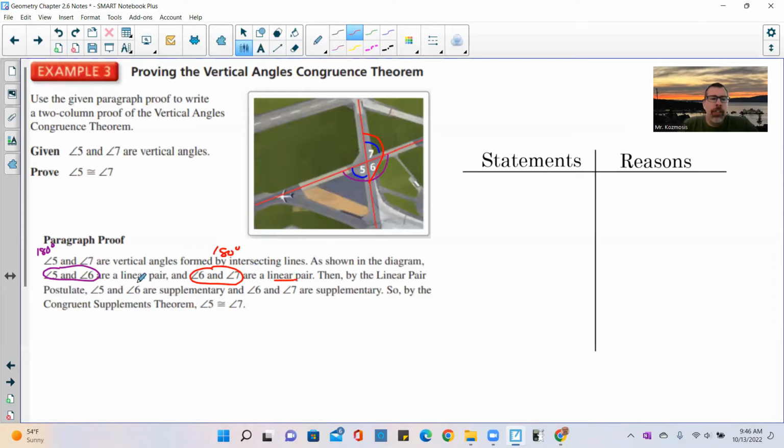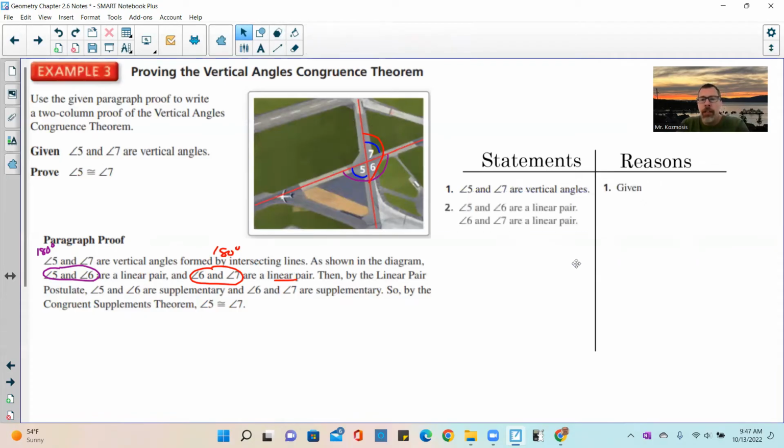So we want to convert this from a paragraph proof to a two-part proof. Angle 5 and angle 7 are vertical angles. So over here, you state that angle 5 and angle 7 are vertical angles, and the reason for step number 1 is always given.